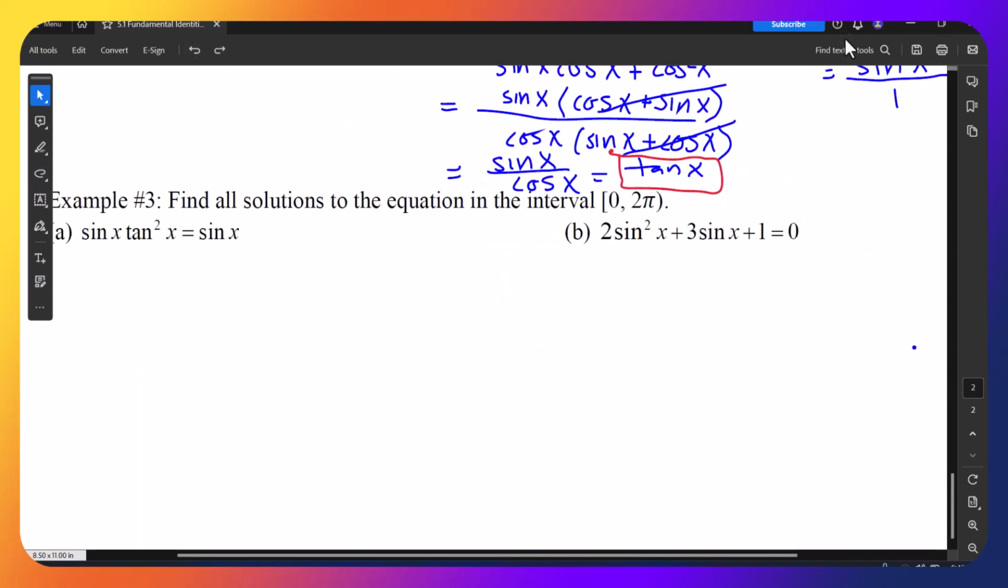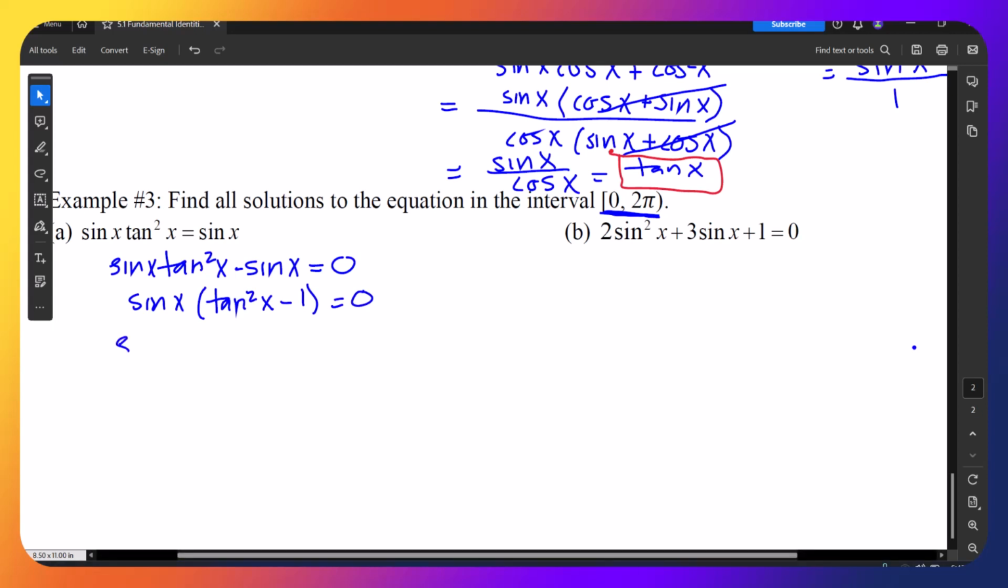Okay, solving equations is simpler than proving identities. So we're finding all solutions between 0 and 2 pi. We look at this first equation. I'm going to bring all terms to one side of the equation. Dealing with an expression and setting it equal to 0 is probably a lot easier. Okay, you can notice that there is a common sine factor in both terms. So pull out that sine, and you're going to have tangent squared of x minus 1 equals 0.